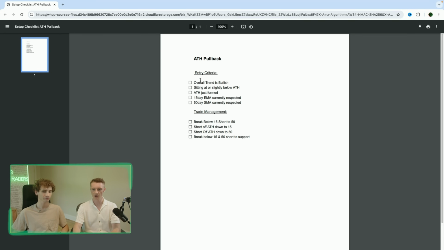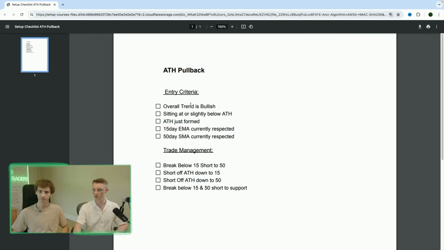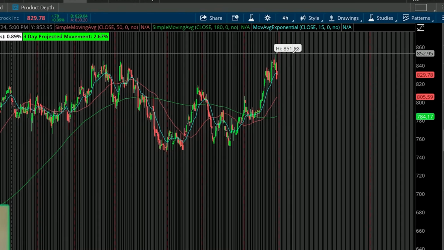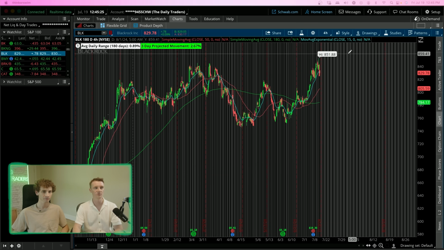Now, you can see our entry criteria. Overall trend is bullish, right? We know that. Next, we want to see a chart that's sitting slightly at or slightly below its all-time high. So you can see a high, okay, 851.88. That is an all-time high on the 4-hour time frame looking over the last 180 days. So we want to find a chart, again, that's sitting slightly at or slightly below.